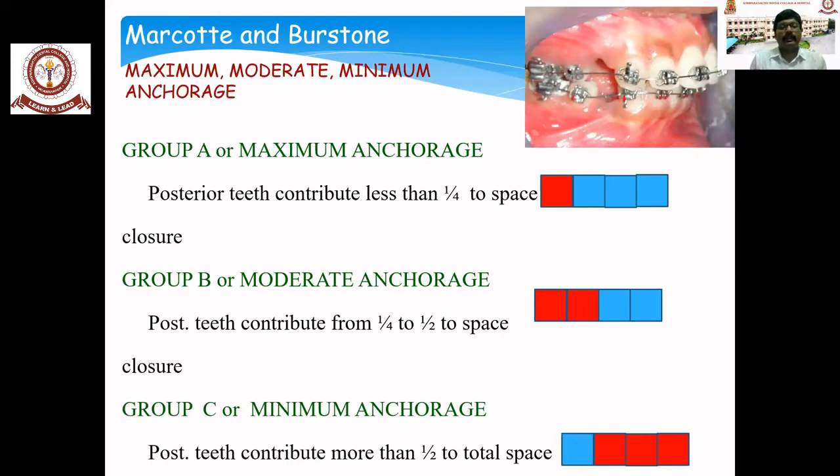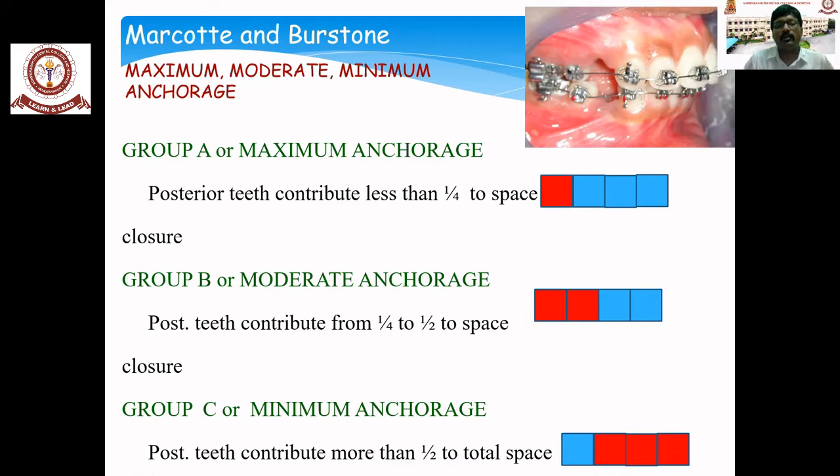Marquardt and Burstone classified anchorage into 3: maximum, moderate, or minimum anchorage, or group A, otherwise called maximum anchorage, wherein of the total amount of extraction space, only 1/4 is contributed by the posteriors coming forward. The rest, 3/4, is for the anterior retraction. In other words, at least 1/4 of anchorage loss will happen when you use a conventional anchorage technique. So we have to reinforce to avoid these anchorage losses.